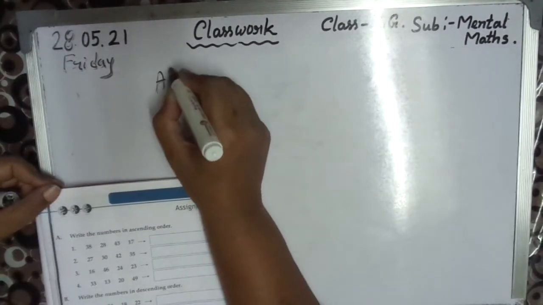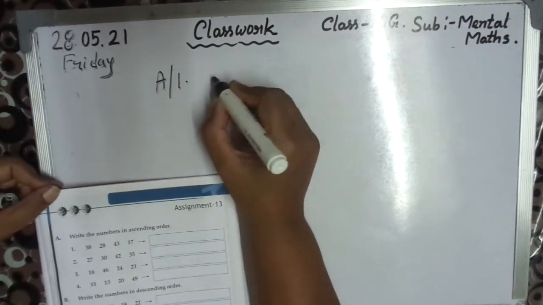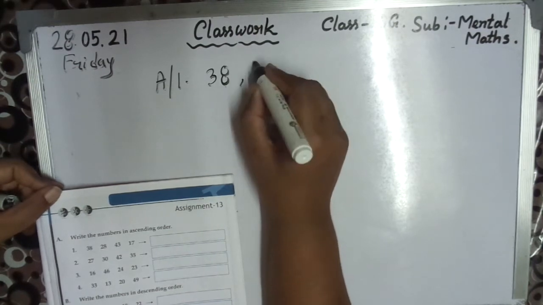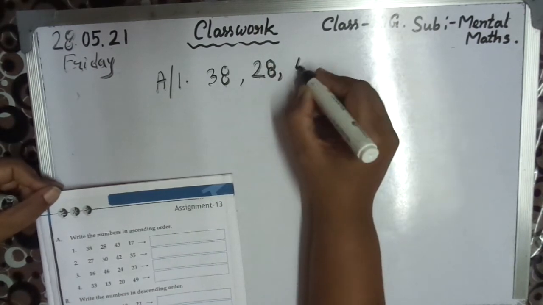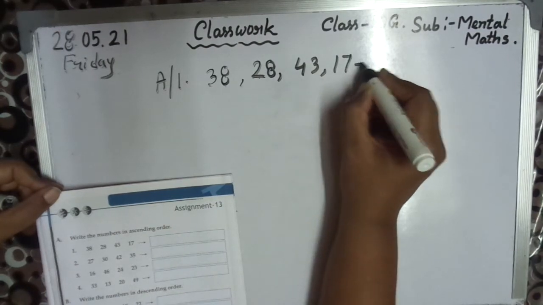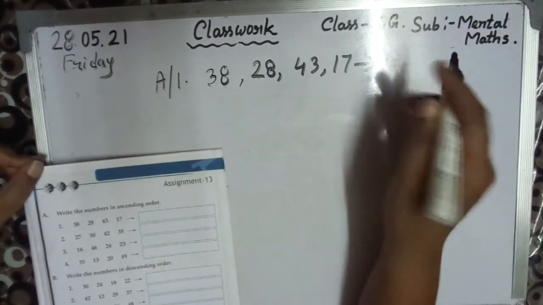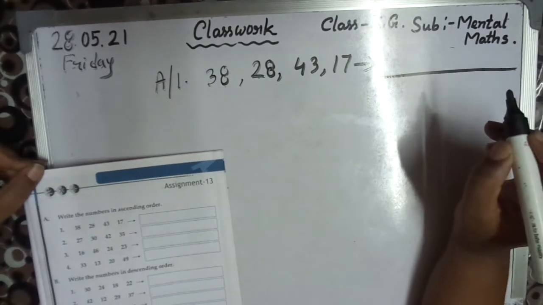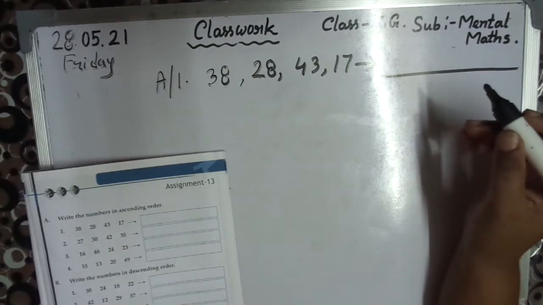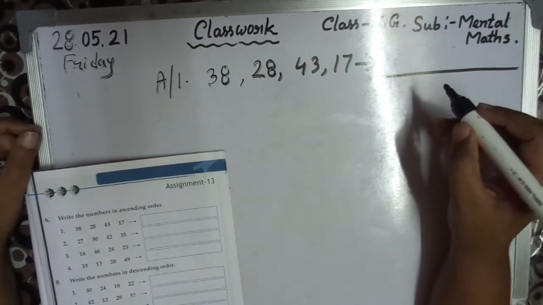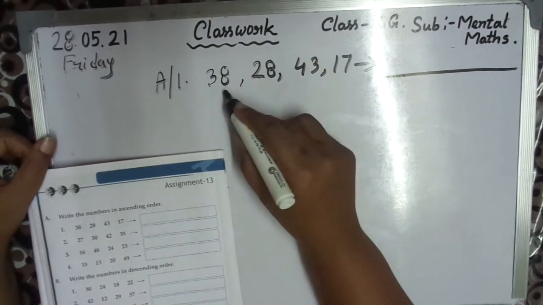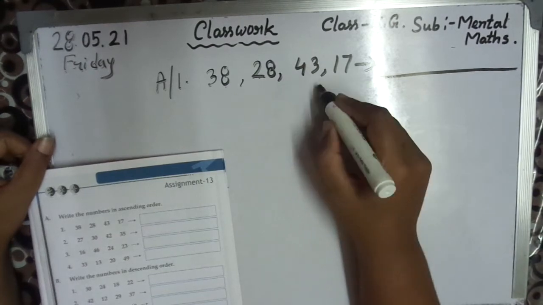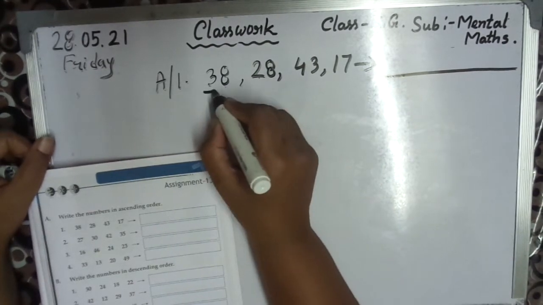A. 1, 38, 28, 43 and 70. So first you write here smallest number to greatest number. Okay. Ascending order. First, children, you see ones. Ones is, see, different number is here, ones. So let's see tens. Tens also differ.